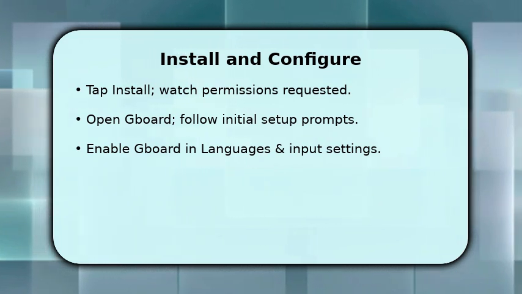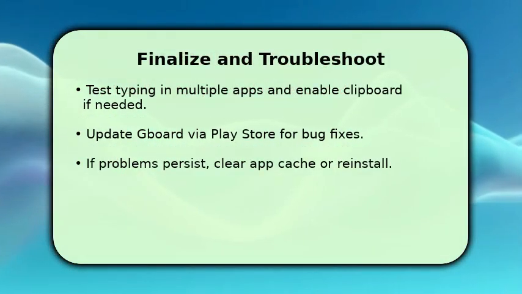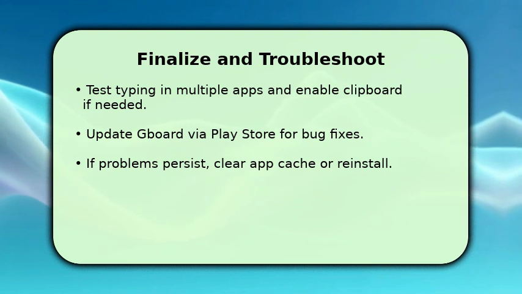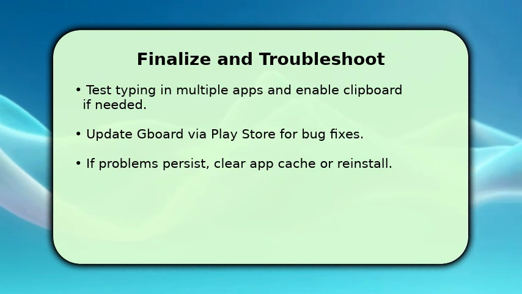You should now test Gboard in a messaging app, browser, and search field to confirm layout, autocorrect, and voice typing work. If you want clipboard or emoji features, enable them in Gboard settings. Make sure Play Store updates are allowed so you receive fixes and new features.